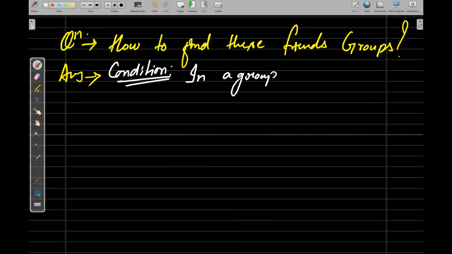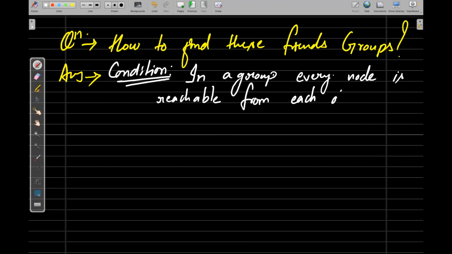So in the group, every node is reachable from each other.